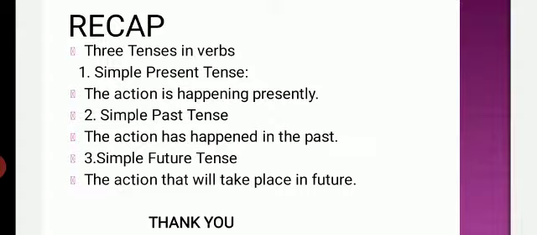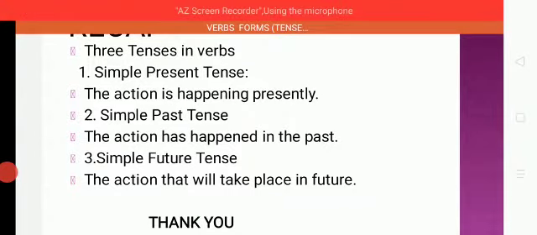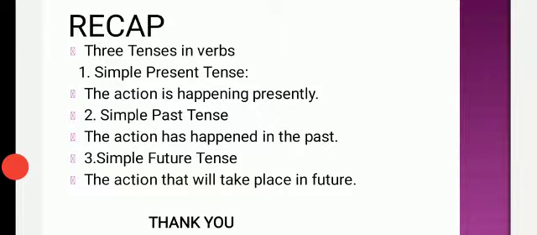Yes. And we have also learned today the three tenses, that is the simple present tense, the simple past tense, and the simple future tense. In simple present tense, the action is happening presently. In simple past tense, the action has happened in the past. And in simple future tense, the action will take place in future. So, these are the three tenses that we have studied and learned today.